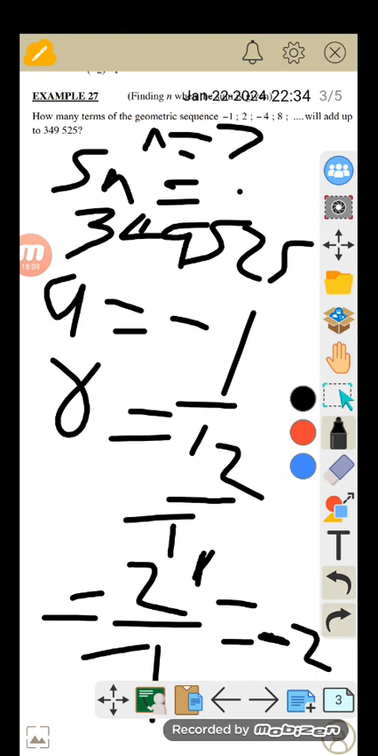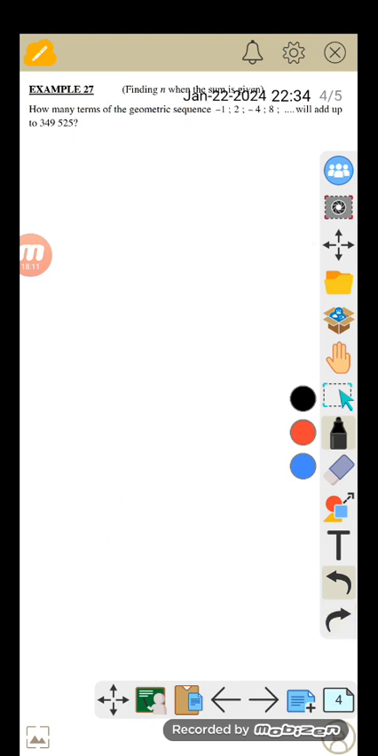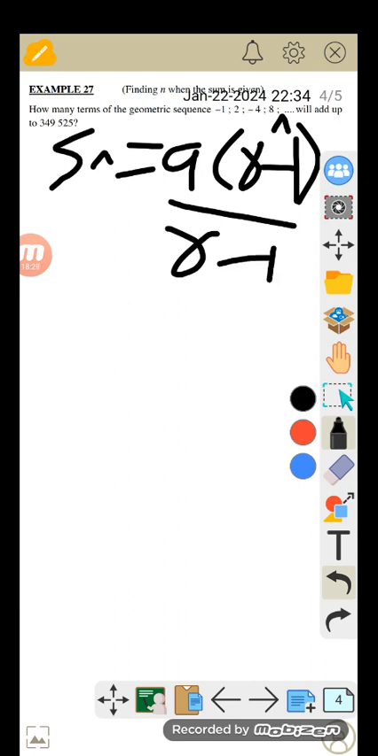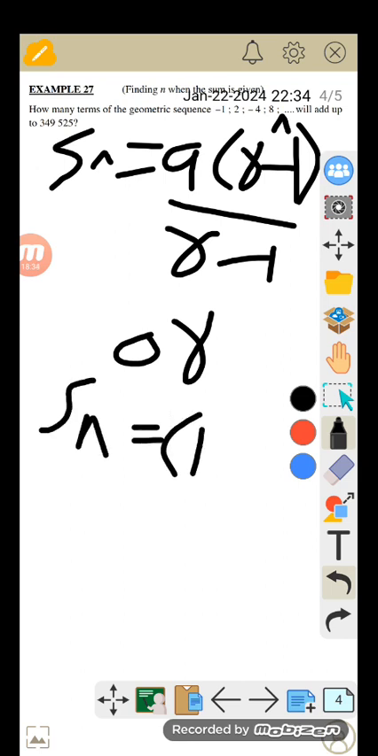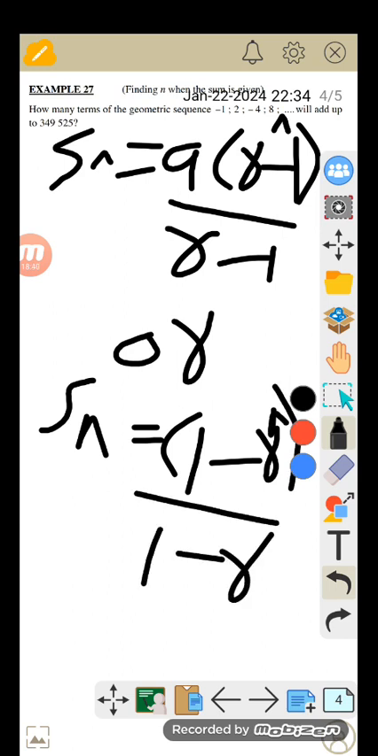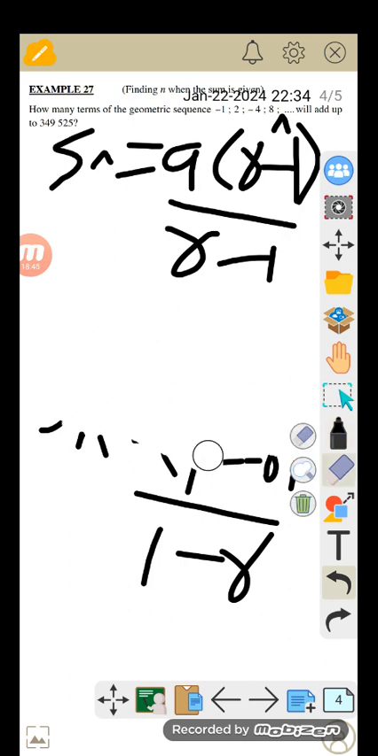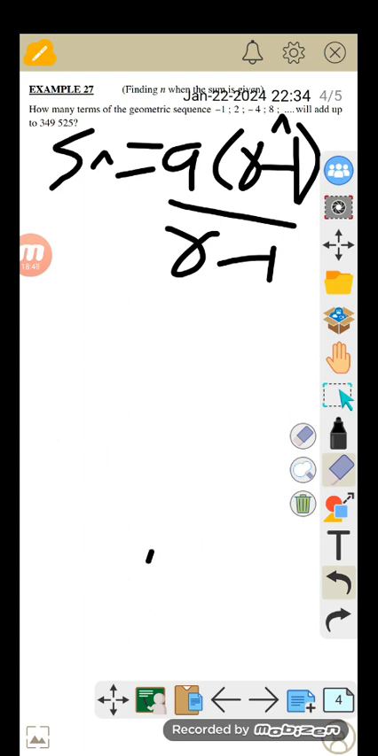I'm going to look for n there. So here is what I'm going to do. I'm going to substitute the whole information into this formula: Sn equals a times r to the n minus 1, all over r minus 1. Or you can just use this formula: 1 minus r to the n, all over 1 minus r. You are still going to get the same answer. I just happen to like the first formula.